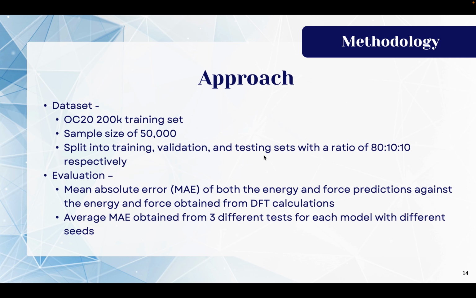For my dataset, the OC20 200K training set was used with a sample size of 50,000, which was split into training, validation, and testing sets with a ratio of 80, 10, 10 respectively. For evaluation, mean absolute error was used on both the energy and force predictions against the energy and force obtained from DFT calculations. Average MAEs were obtained from 3 different tests for each model with different seeds.